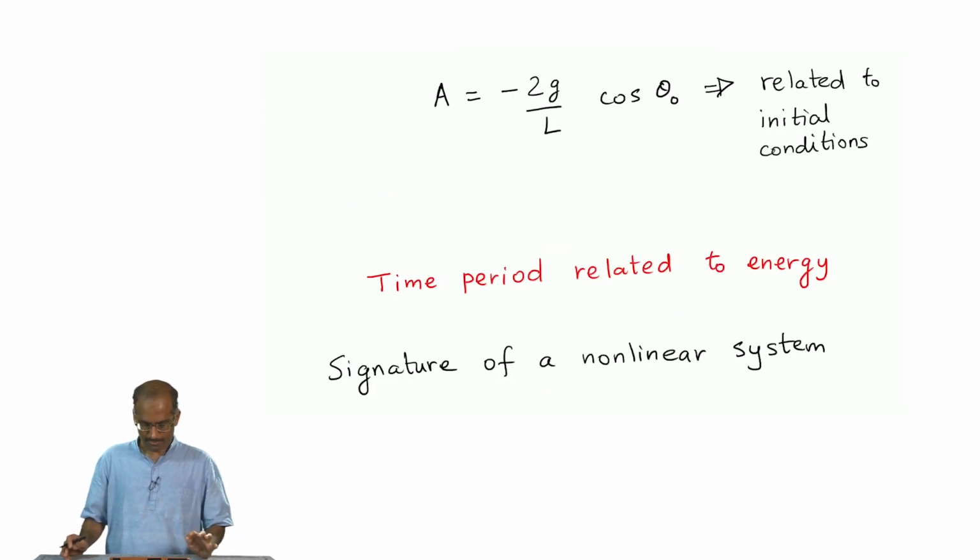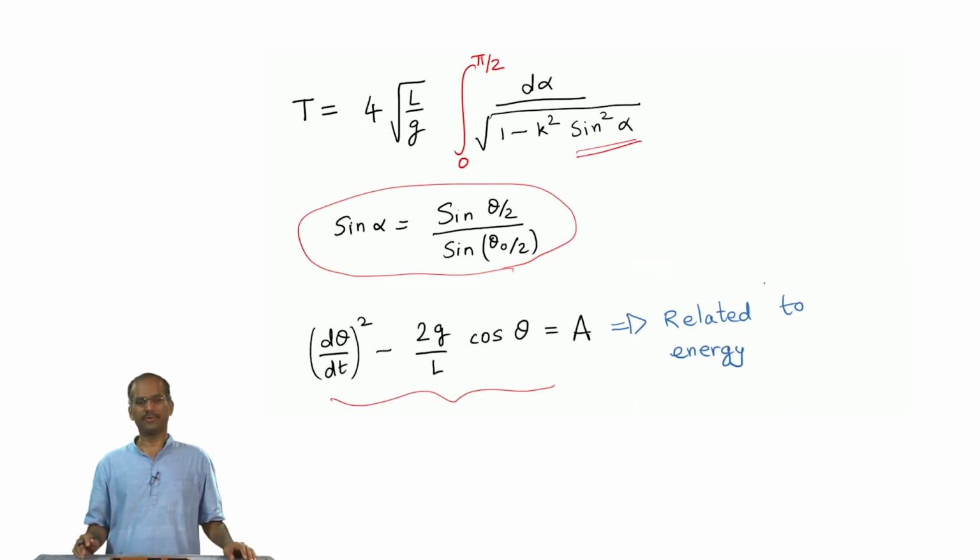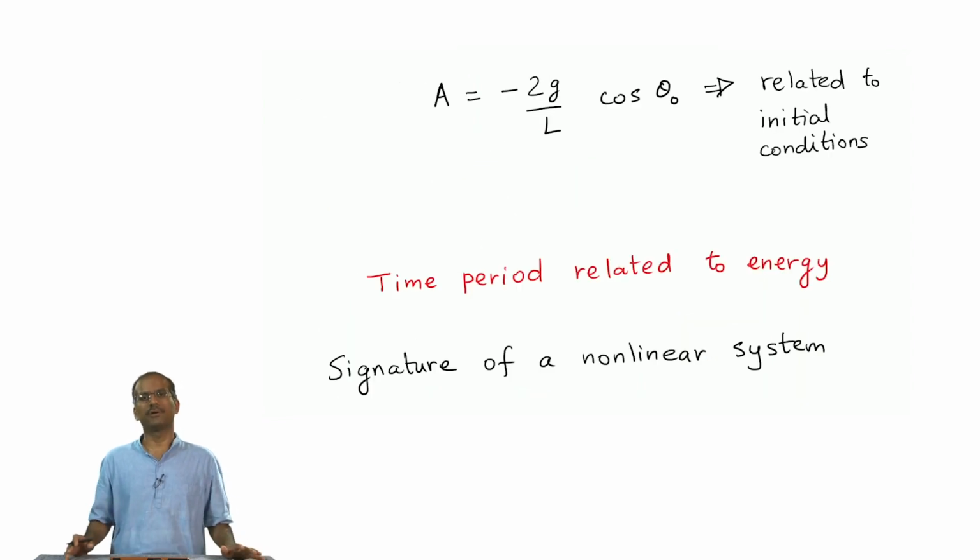A, at t equal to 0, would correspond to minus 2 g by L into cos theta 0. So, energy is also related to the initial conditions. Here is the point that I am trying to drive, that this time period that we have is a function of energy of the system. It is also a function of the initial conditions. So, that is the signature of a nonlinear system.